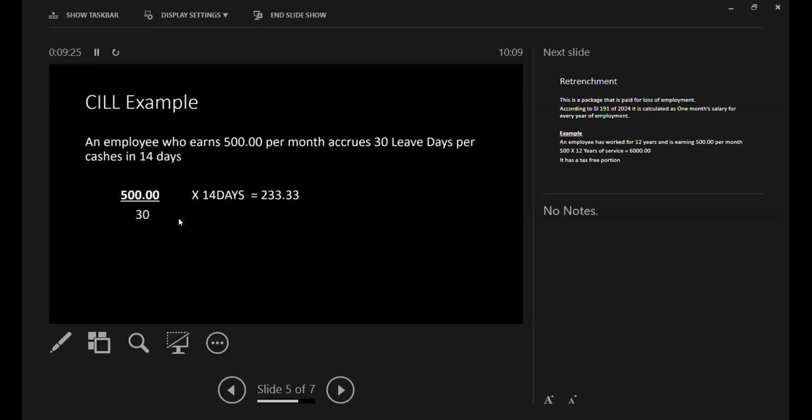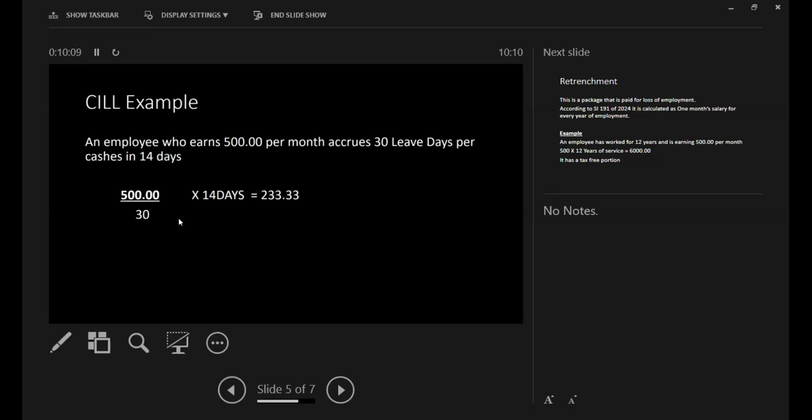With your cash in lieu of leave example, an employee who earns $500 per month accrues 30 leave days per year and cashes in 14 days. So you are going to say $500, which is the basic pay, divided by 30, which is the rate at which they accrue their leave per year, multiplied by the days they wish to cash, which is 14 days. If you do that calculation, you're going to arrive at $233.33. Now, if you divide 500 by 30, that will give you the value of leave per day.